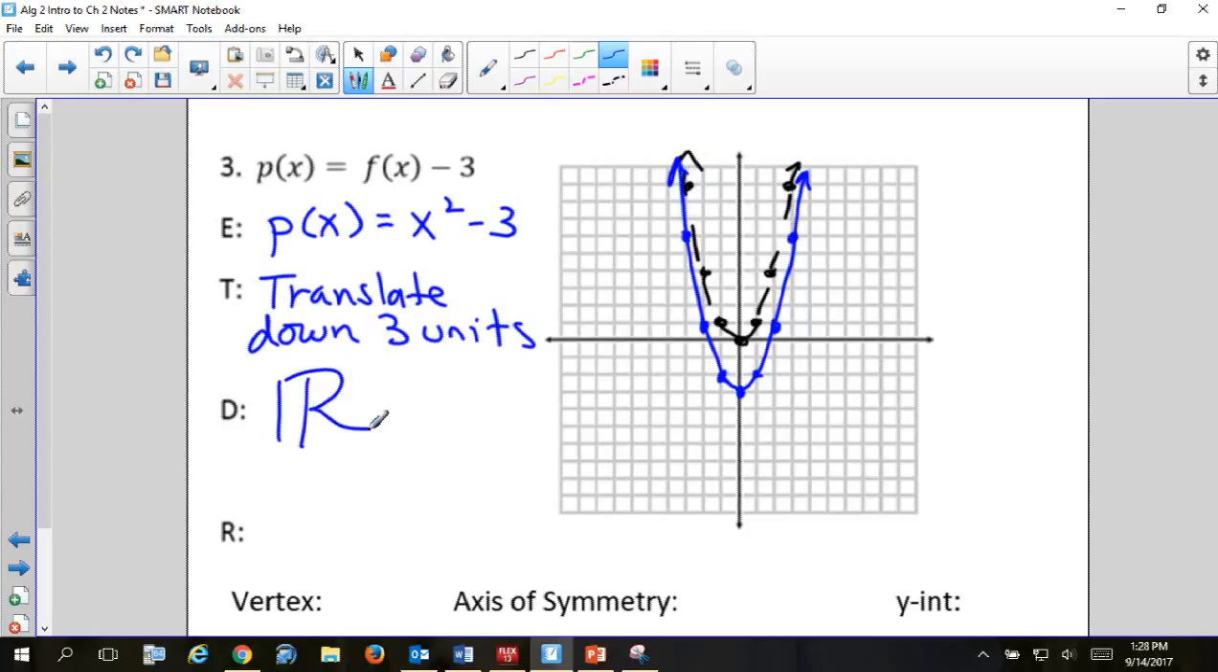The range is how far down to how far up. So how far down on the graph are we going? Down is the y value. How far down is the y? -3, and then from there it goes all the way up. So we'll say that the y's are greater than or equal to -3.